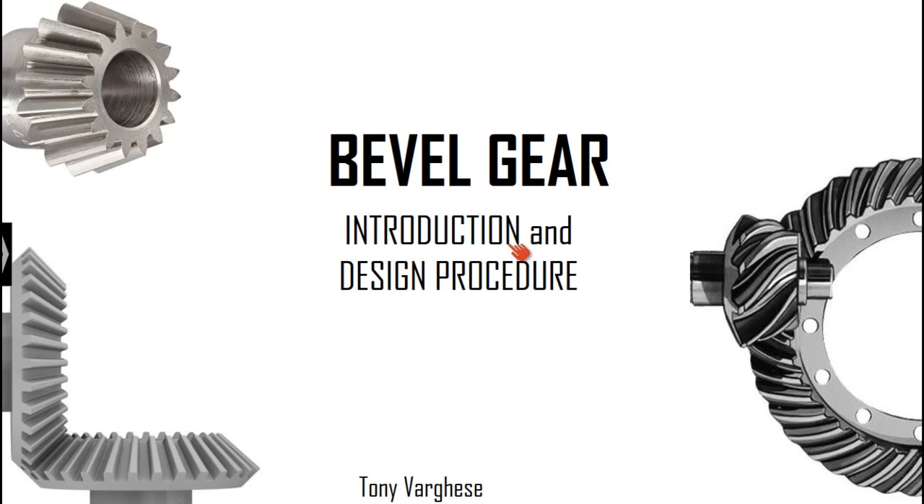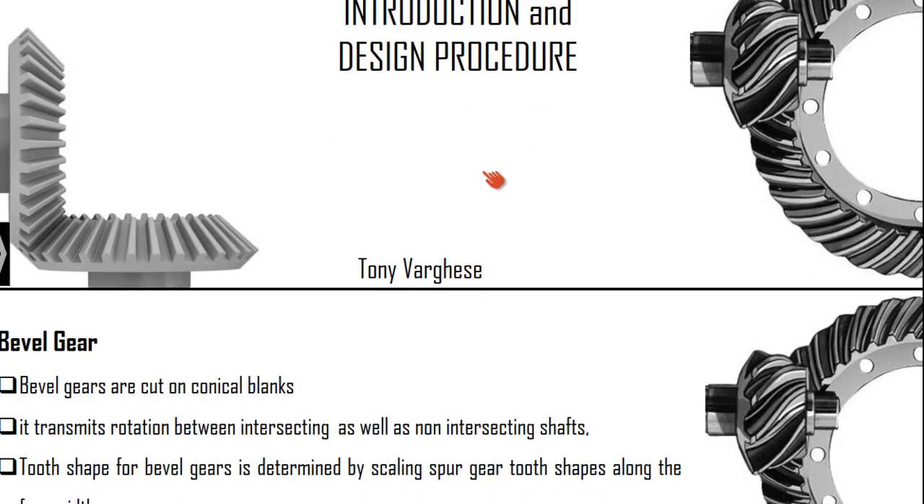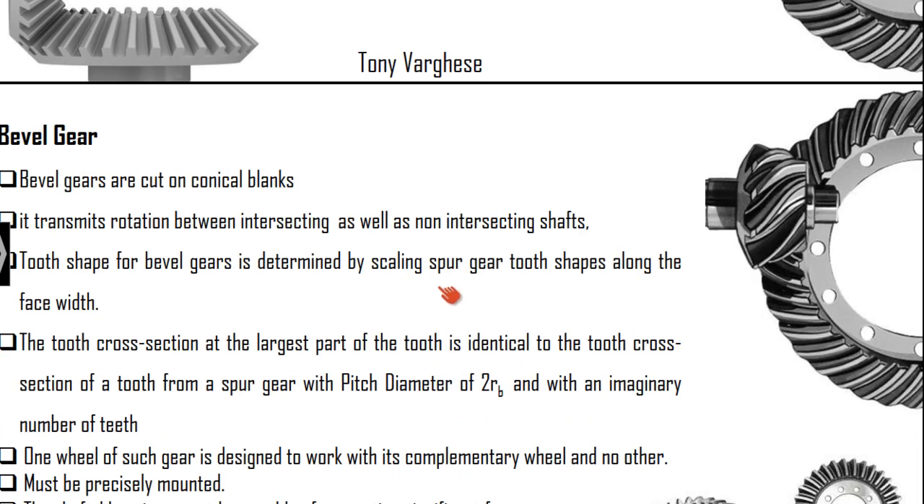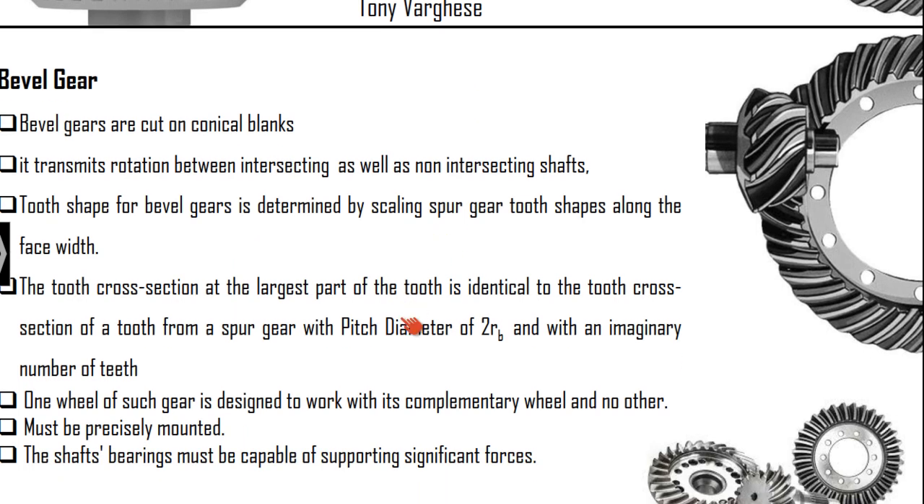In this session, we will deal with the topic bevel gear. First, let us have some facts regarding the bevel gear and we will move forward with the design procedure. Bevel gears are basically cut on two conical blanks, and they are mainly used to transmit the rotation or the power between intersecting as well as non-intersecting shafts.